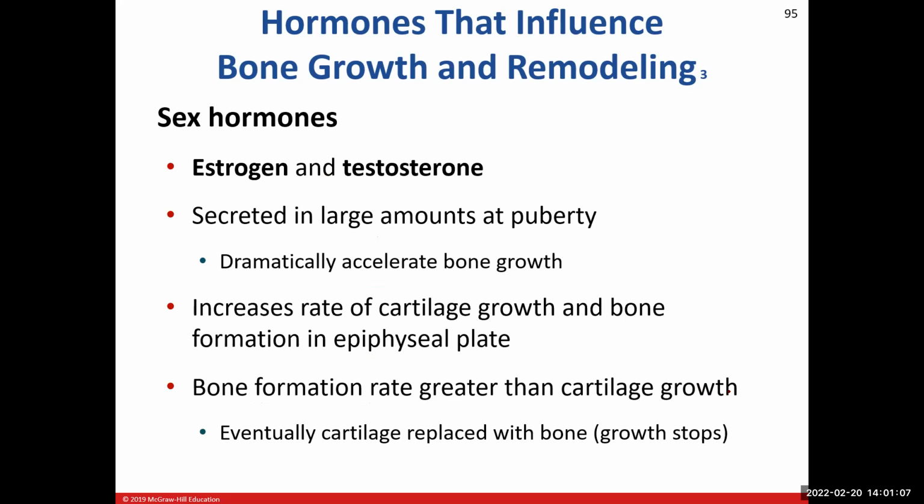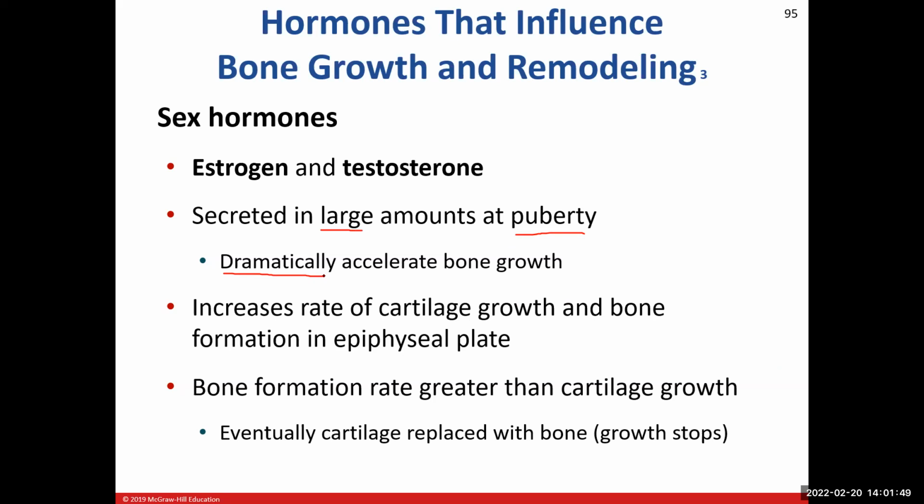All right, so if we're going to talk about our sex hormones, we need to talk about puberty, because that's when these hormones start to get produced in significantly large amounts. Our sex hormones are estrogen and testosterone. That's why you see large growth spurts occurring during puberty, because these hormones have started to be produced by the body. And we'll talk about how they affect the bone in a second.